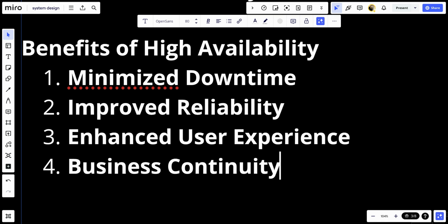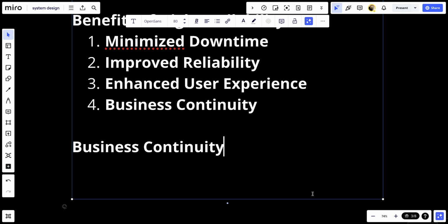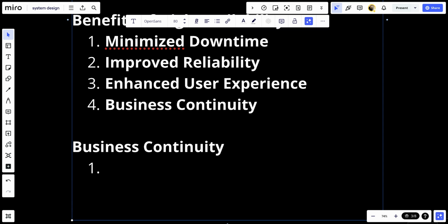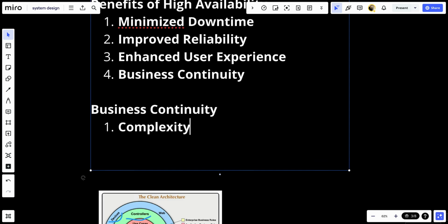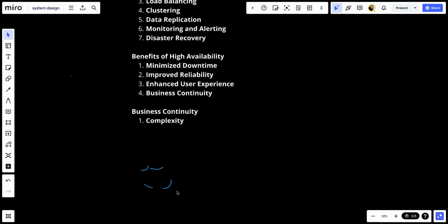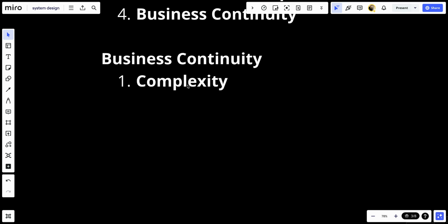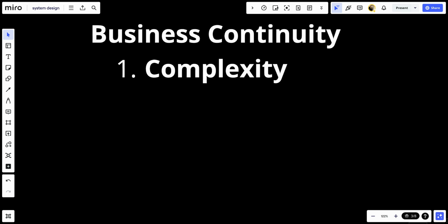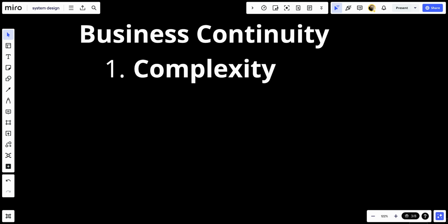Let's talk about some challenges of high availability. The first thing that I will talk about will be the complexity. Implementing high availability can introduce significant complexity into the system design, requiring careful planning and management.